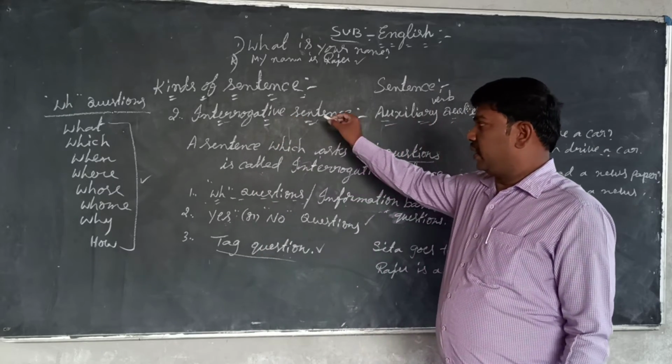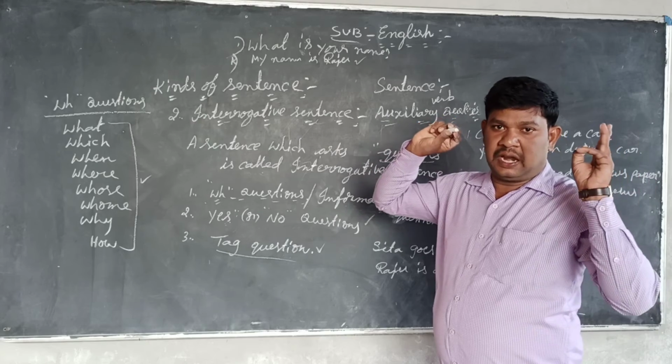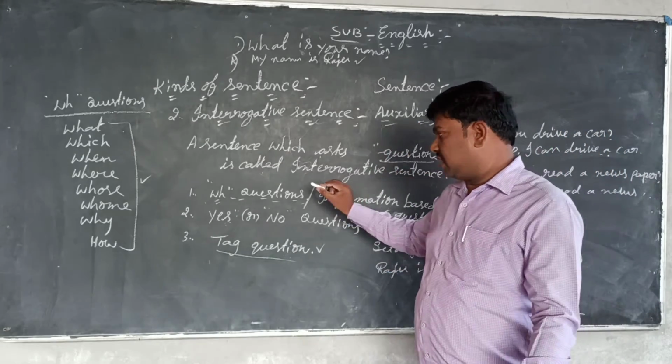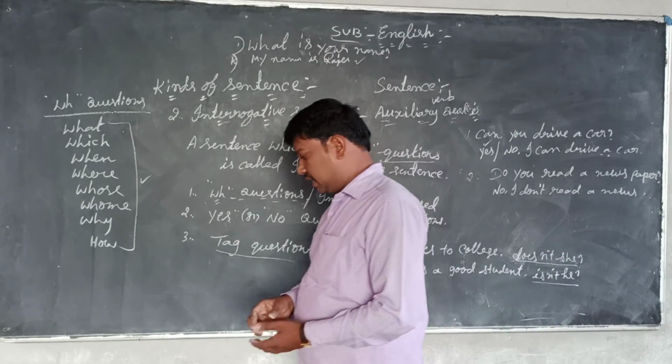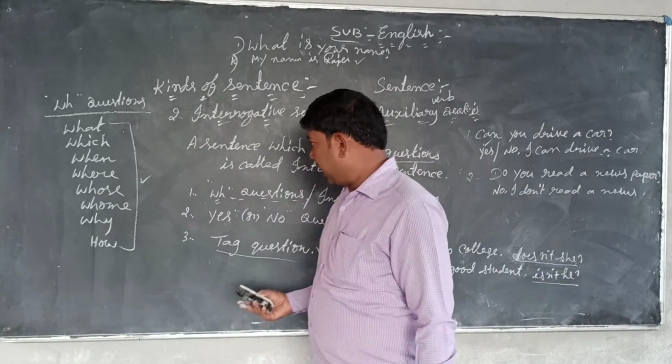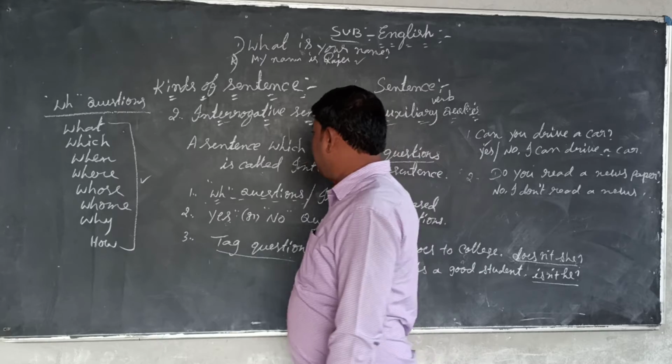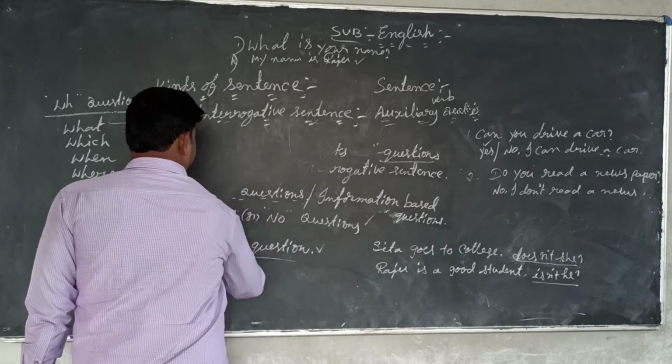And next one. So these are the three types of questions. Coming to the interrogative sentence, it is divided into three types: WH question, yes or no question, and tag question. So that is the complete information of the questions. Next one, what is the third one? Imperative sentence.